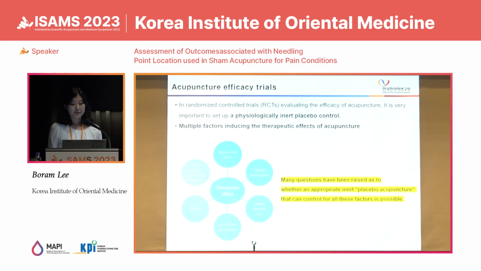In randomized controlled trials evaluating the efficacy of acupuncture, it is very important to set up a physiologically inert placebo control. However, as you heard in previous presentations, there are multiple factors inducing the therapeutic effects of acupuncture, such as acupuncture point, needle manipulation, needle retention time, needle skin penetration, and patient-doctor psychological interactions. Therefore, many questions have been raised as to whether an appropriate inert placebo acupuncture that can control all these factors is possible.